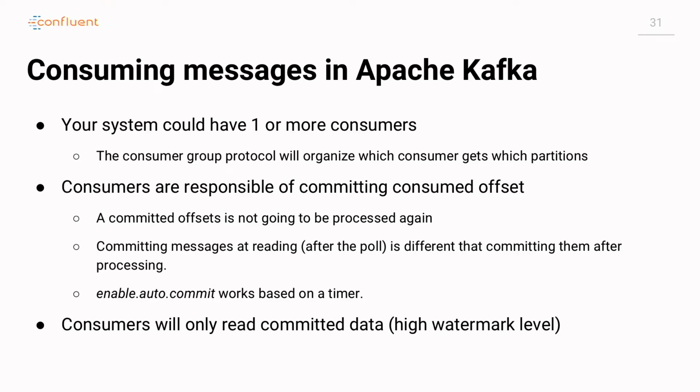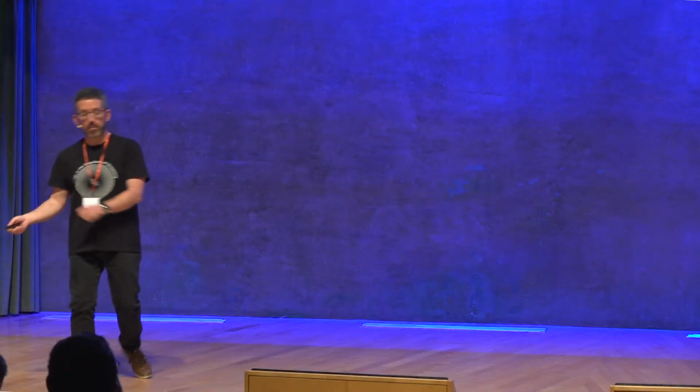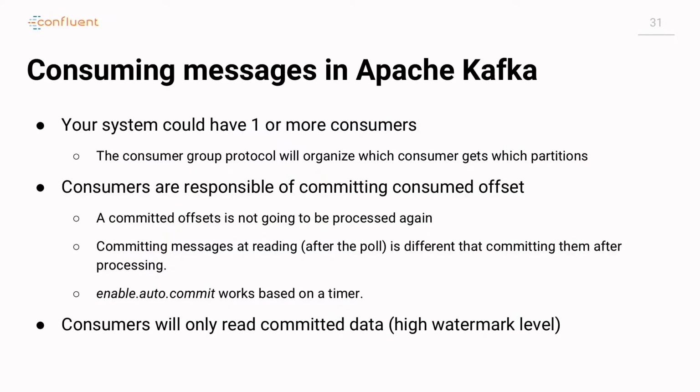There are different strategies. You can commit the offset once you have processed the message. You can commit the message after reading, after doing the poll. You can enable auto-commit, which basically works by committing the message with a timer. Consumers will only read committed data under the high watermark level. Okay? The high watermark is where the consumers can read.